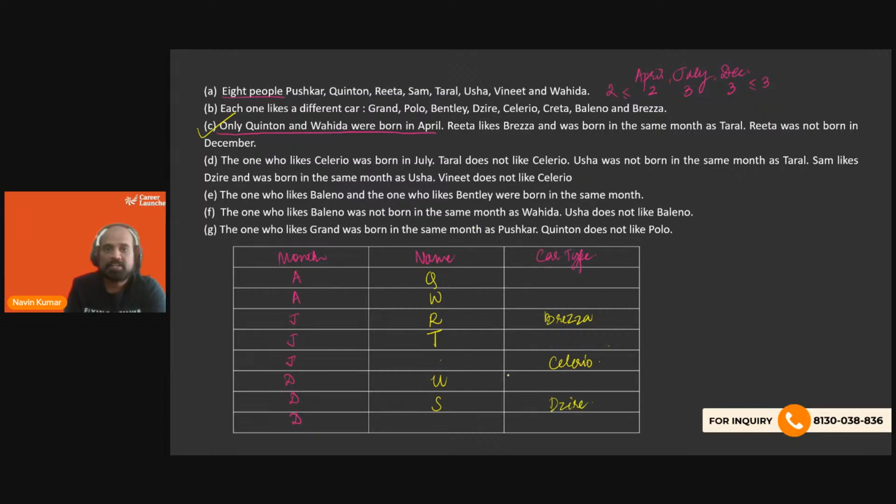Vinith does not like Celerio, so Vinith goes here. There is only one person left. So it's P, Pushkar. Okay, so we are done with the names.